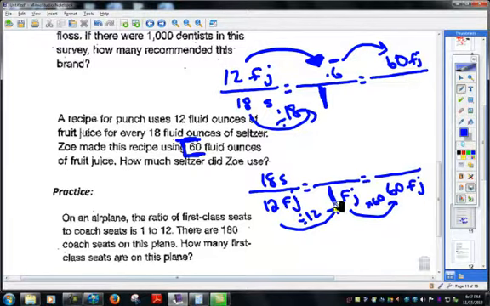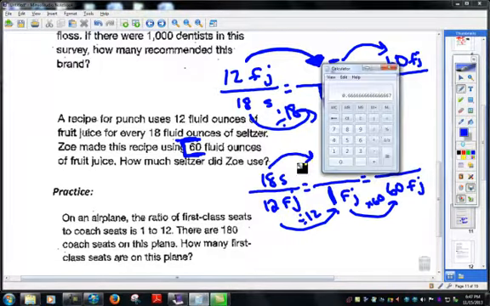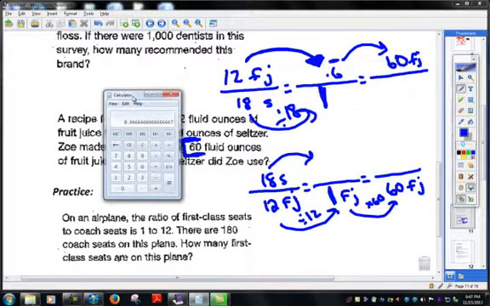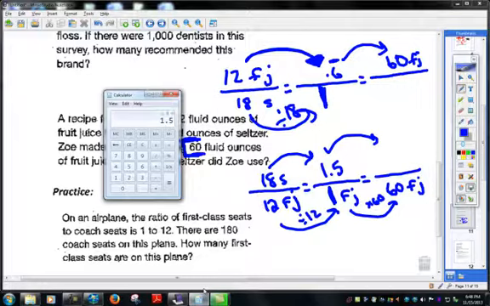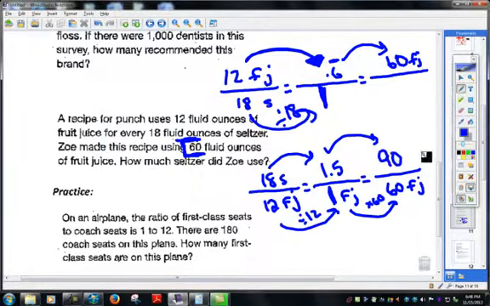You put your 1 wherever the information is that was given. I'm dividing by 12 there. So I'm going to do 18 divided by 12. It's 1.5. Then I'm going to do 1.5 times 60. That's going to give me 90, which is what we said the answer was from the beginning.